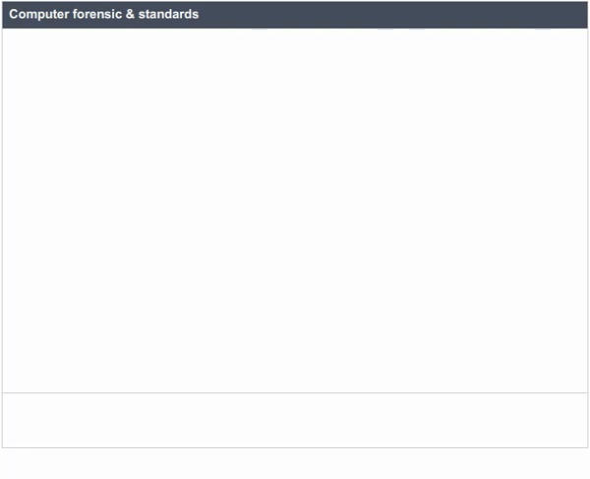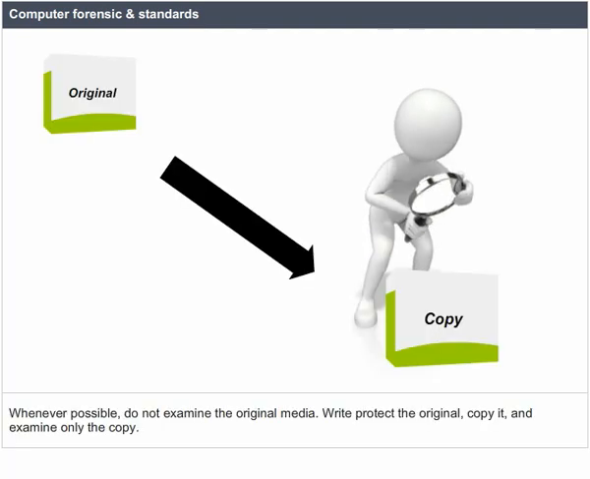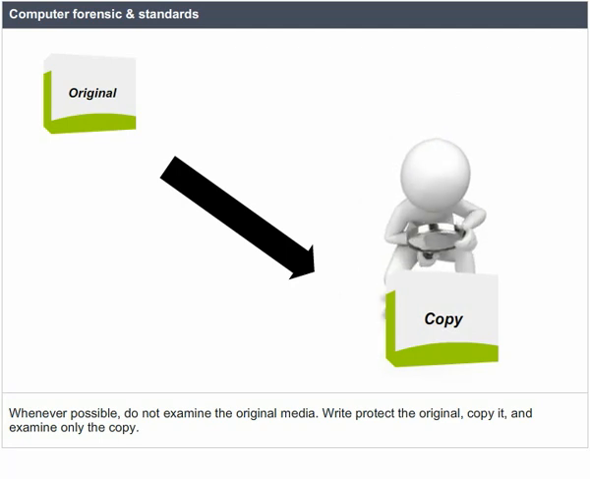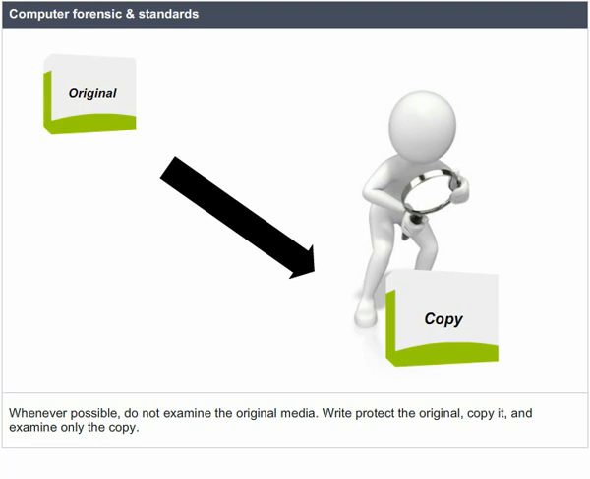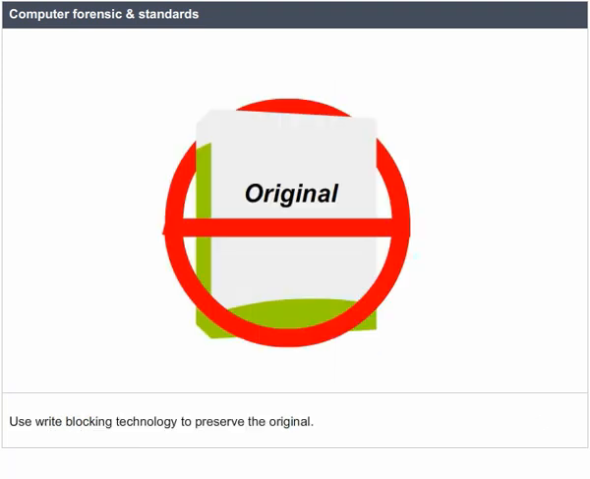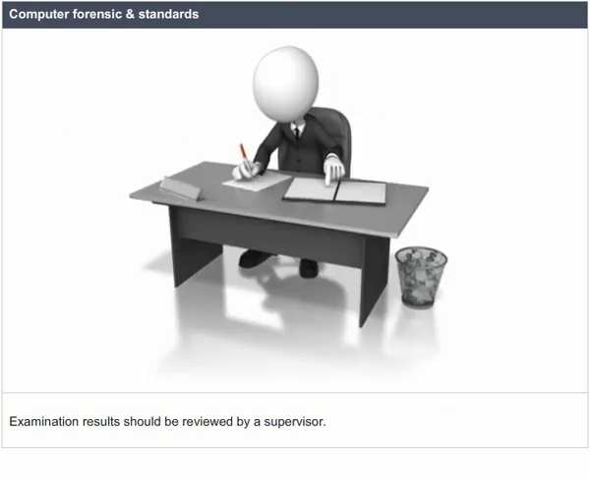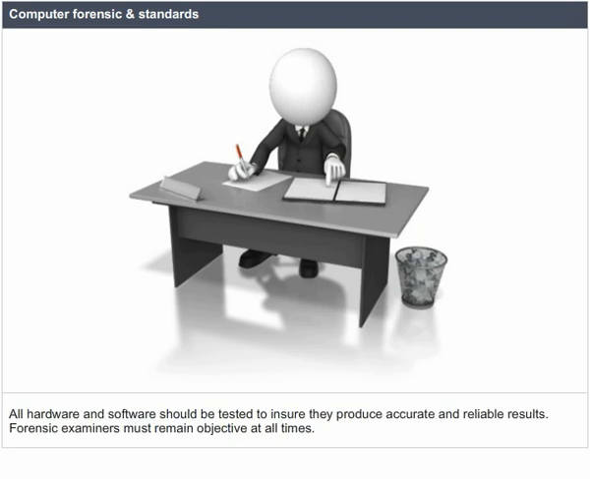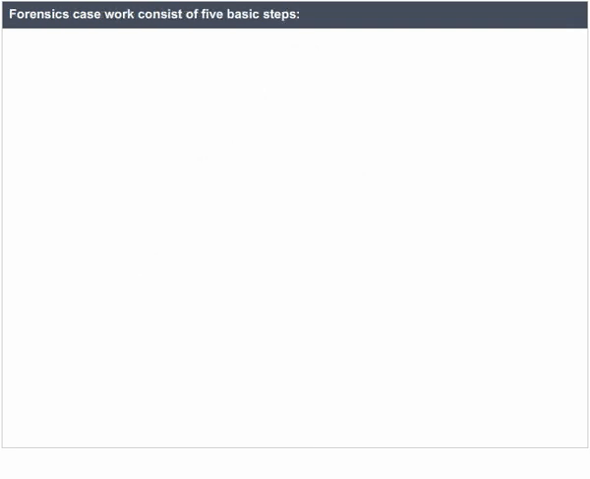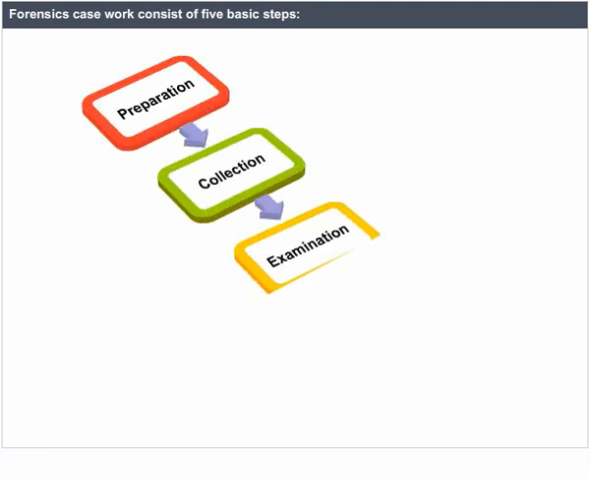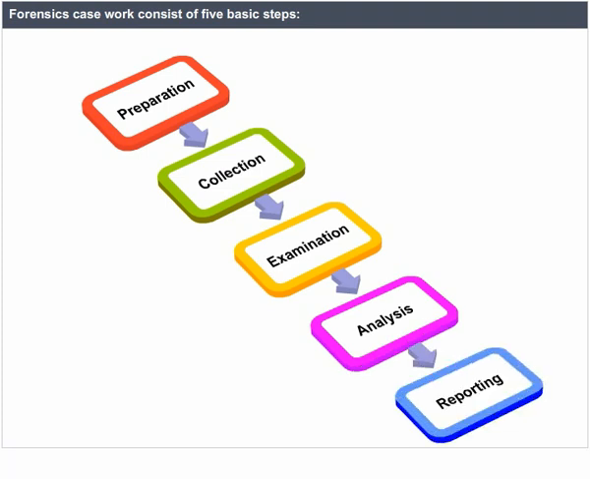Computer forensics and standards. Whenever possible, do not examine the original media. Write protect the original, copy it and examine only the copy. Use write blocking technology to preserve the original. Examination results should be reviewed by a supervisor. All hardware and software should be tested to ensure they produce accurate and reliable results. Forensic examiners must remain objective at all times. Forensic case work consists of 5 basic steps: preparation, collection, examination, analysis, and reporting.